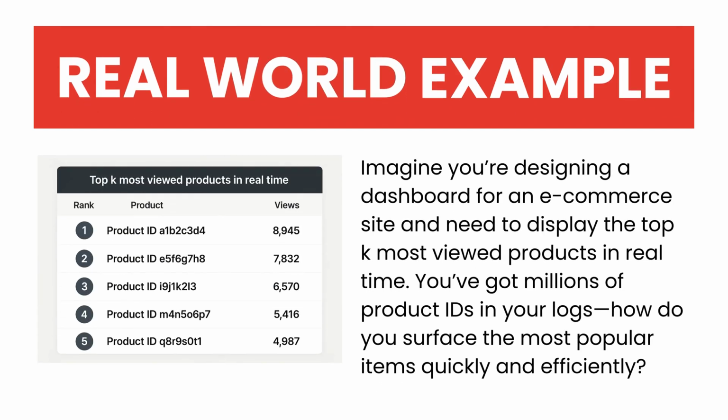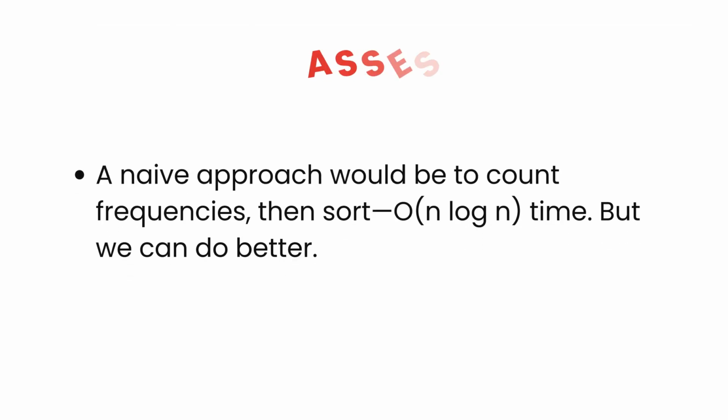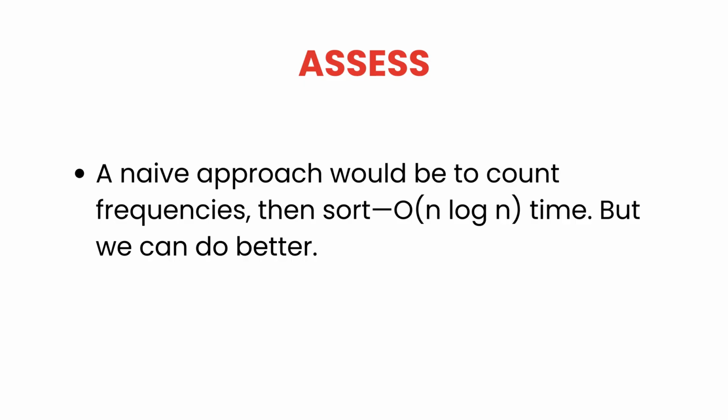Imagine you're designing a dashboard for an e-commerce site and need to display the top k most viewed products in real time. You've got millions of product IDs in your logs. How do you surface the most popular items quickly and efficiently? A naive approach would be to count frequencies, then sort in O(n log n) time. But we can do better.